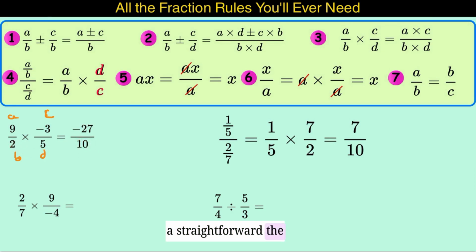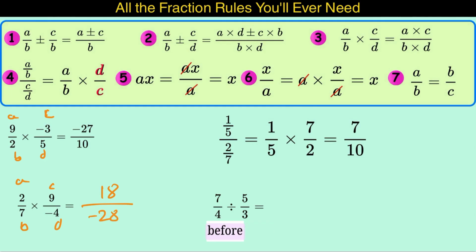It's straightforward. The other example. So here is my A, here is my B, here is my C, here is my D. So A times C, which is 2 times 9, which is 18. Then 7 times negative 4, negative 28. Here I will show you a quick trick.